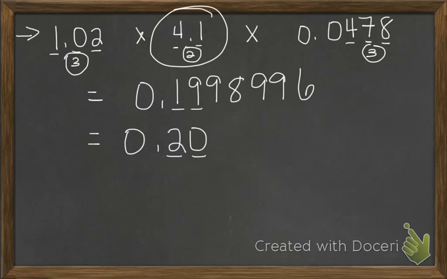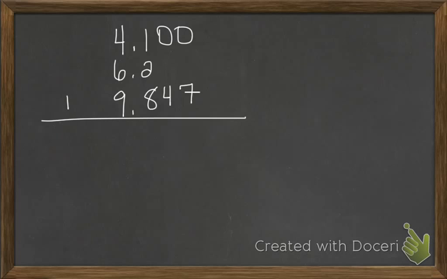What if you're adding numbers? Well, again, to review this example, when you multiply and divide, you use the number in your calculation that had the least number of significant figures. When you're adding numbers, let's say we wanted to add 4.100, 6.2, and 9.847. There's a different way to do the rules when you're adding numbers. If I add these up, I get 20.147.